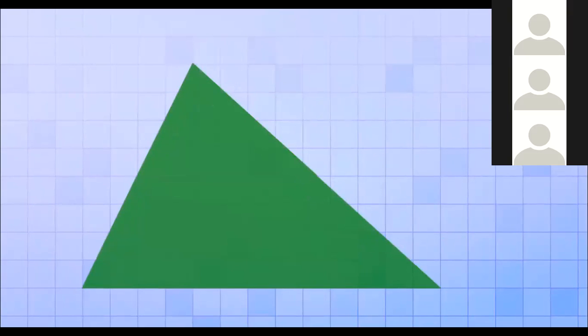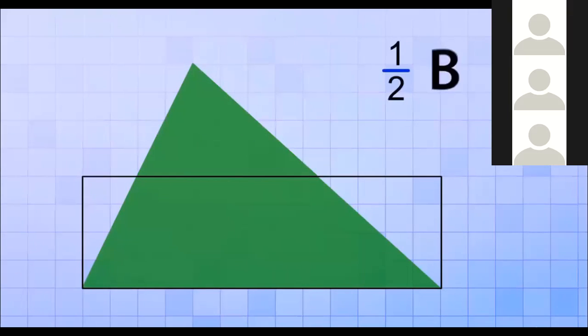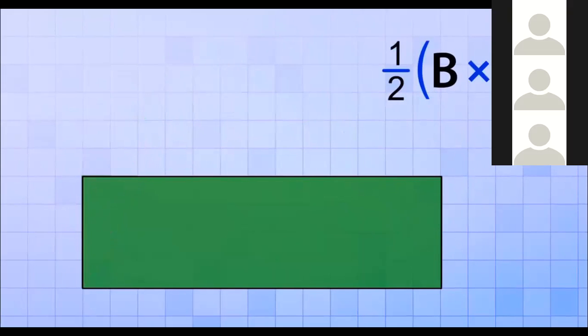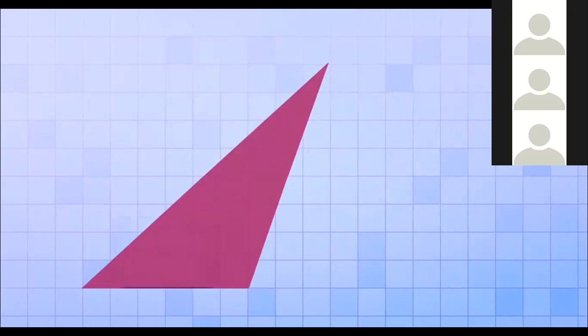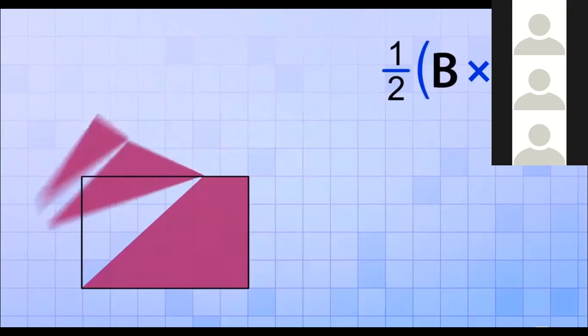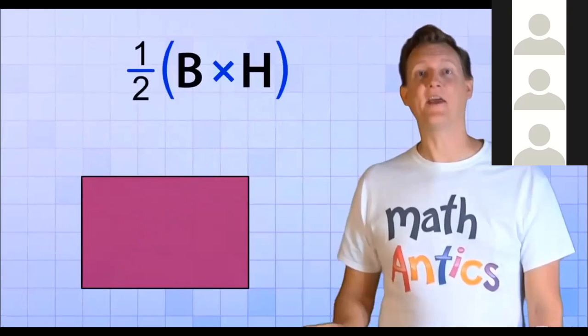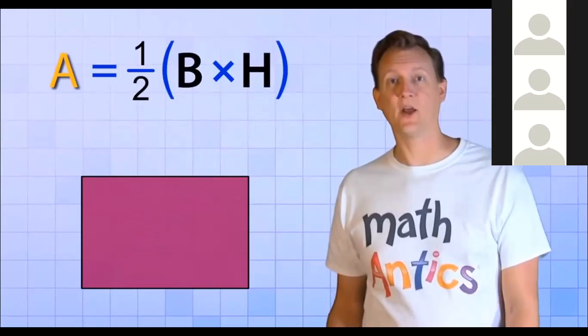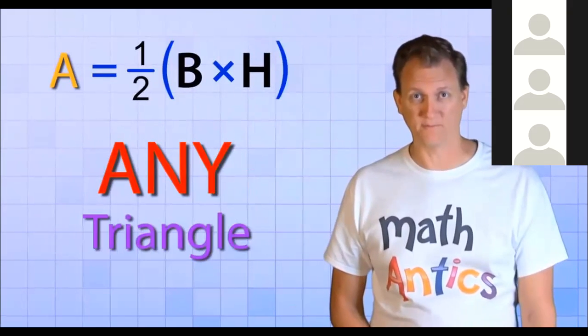At first, you might not see how the same formula could work for all three types of triangles, but watch this. Here's an acute triangle, and this box is 1/2 its base times its height. If we cut our triangle up, you can see that it fits perfectly inside that area. But wait, there's more. Here's an obtuse triangle, with a box that's 1/2 its base times its height. Again, if we cut up the triangle, it fits perfectly inside the box. Now you can see how the formula, area equals 1/2 base times height, works for any kind of triangle.